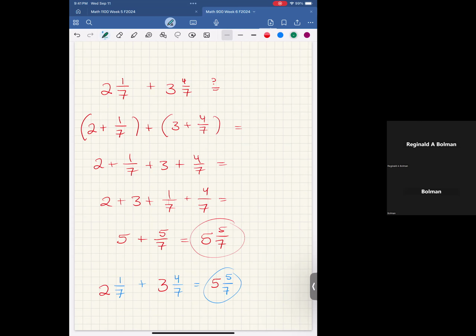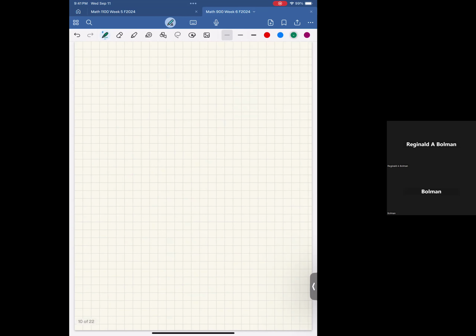Okay, but let's see an example where that's not the case, right? So suppose you had 3 and 4/5 added with 6 and 2/7, and you're like, what is this equal to? Well, algebraically, what we would be dealing with is 3 plus 4/5 plus 6 plus 2/7, right? And we could then remove our parentheses. You'd have 3 plus 4/5 plus 6 plus 2/7.